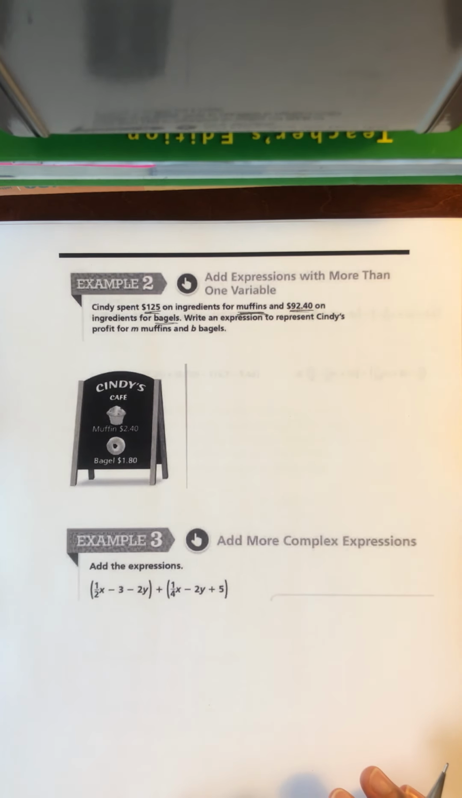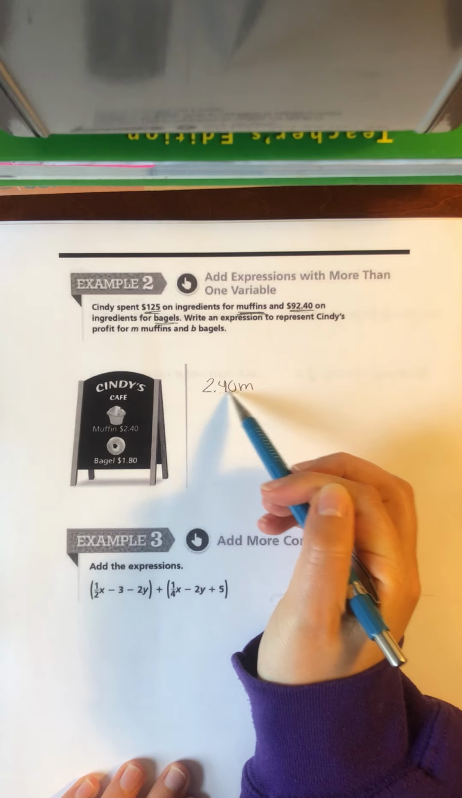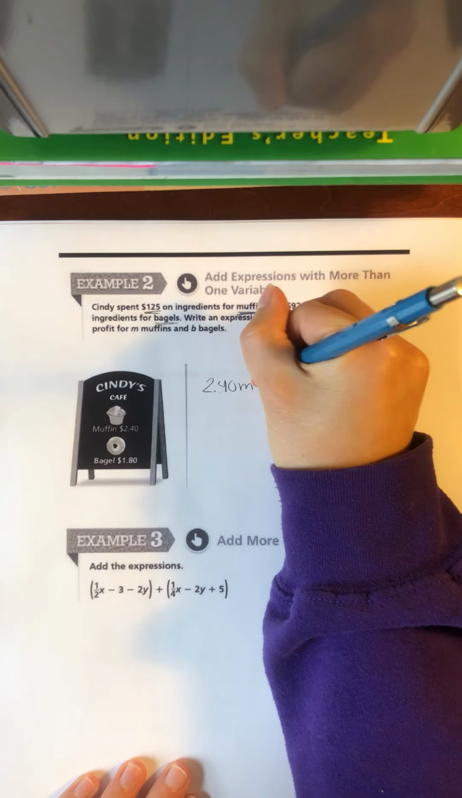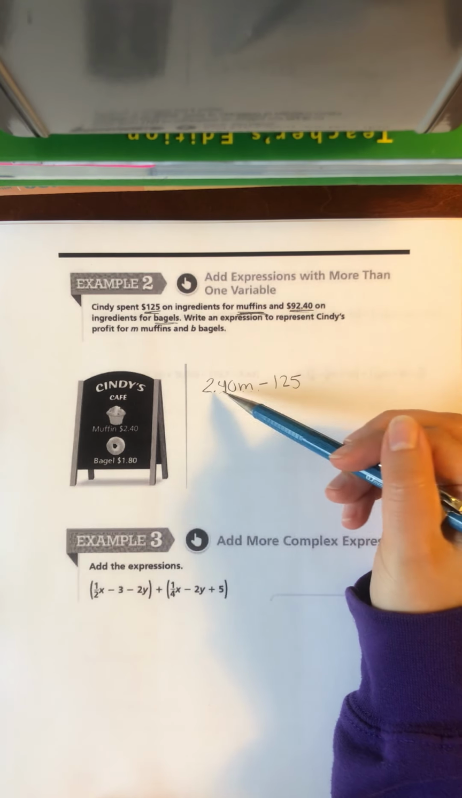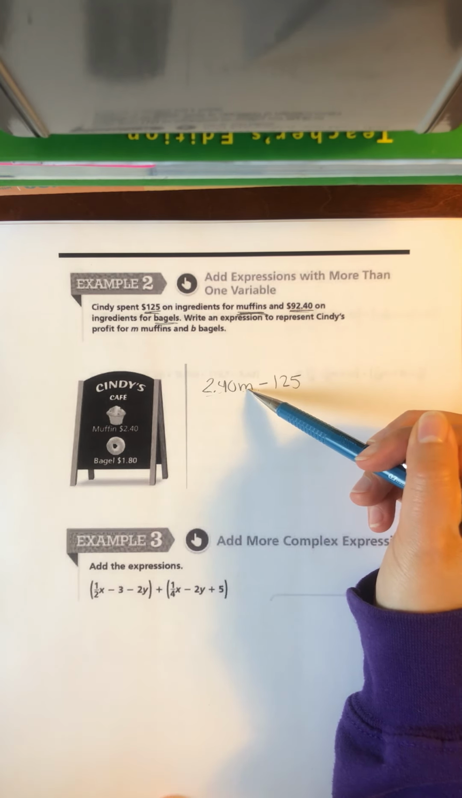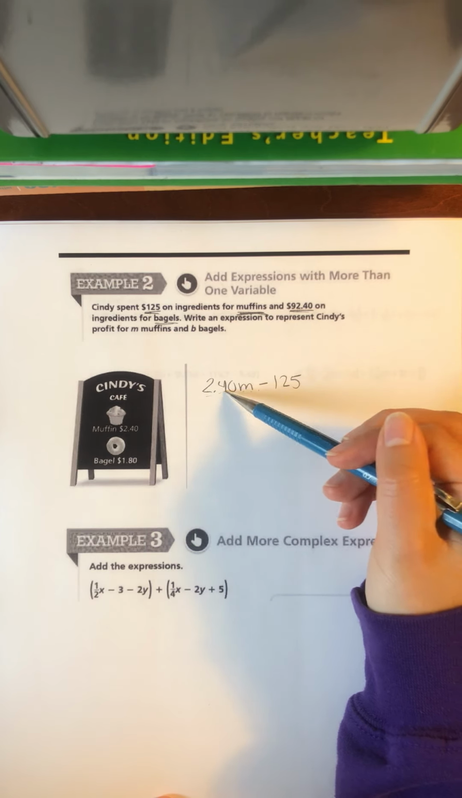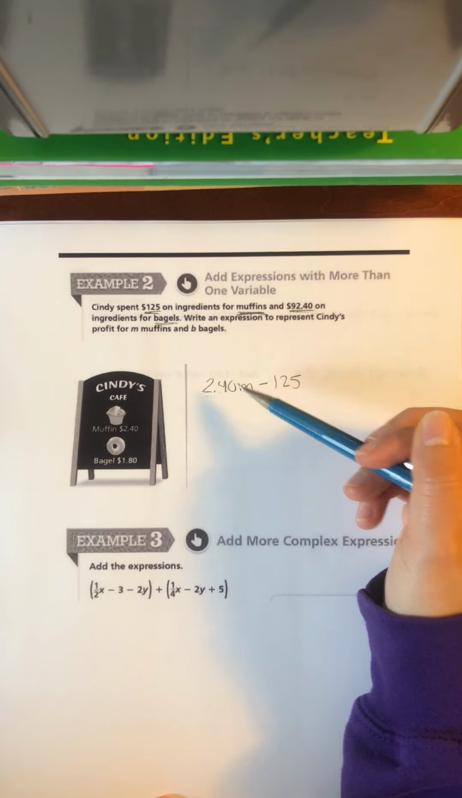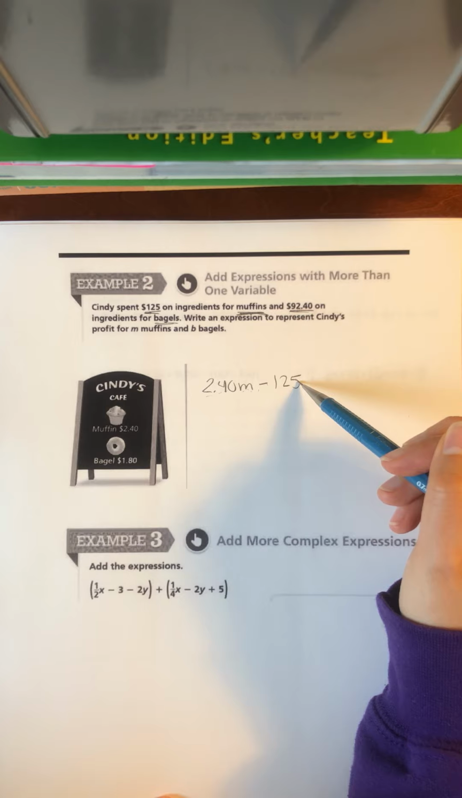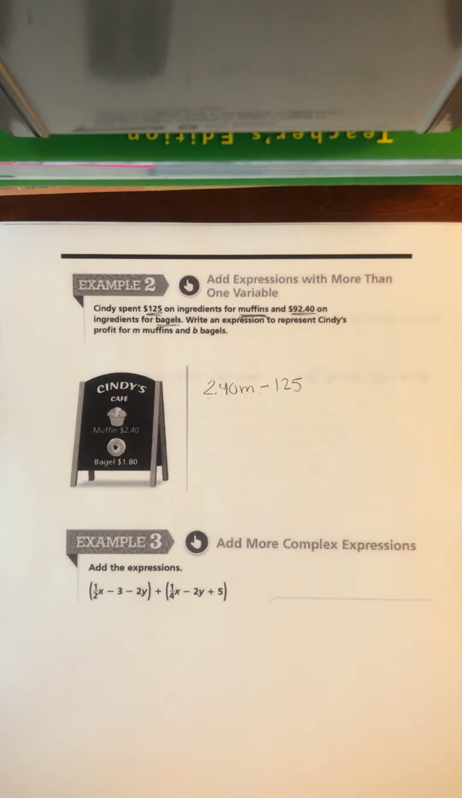Okay, so basically if we want to think about muffins, it's going to be $2.40 per muffin, right? $2.40 per muffin minus $125 for ingredients. So this is how much money she's making, $2.40 per muffin. So you could think if it was one muffin, she'd make $2.40. If it was two muffins, she'd make $4.80, but then you have to take out the $125. So she's not going to make a profit until she gets above $125, obviously.